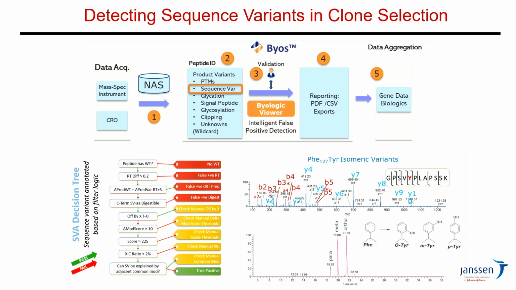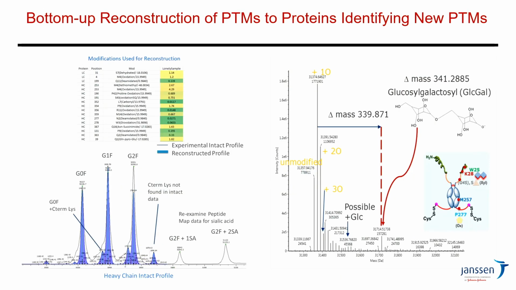So these exist in isomeric forms, and this is a common misincorporation that we observe when looking for sequence variants. And this particular sequence variant exists in 3 different forms, and we were able to pick those forms through this XIC. It's completely automated. Another advantage of using this pipeline is it can do something known as bottom-up reconstruction.